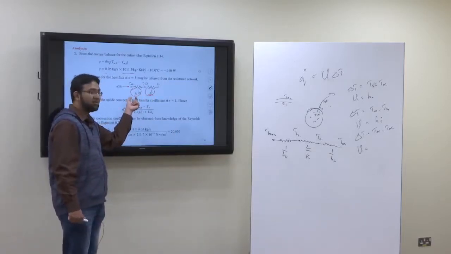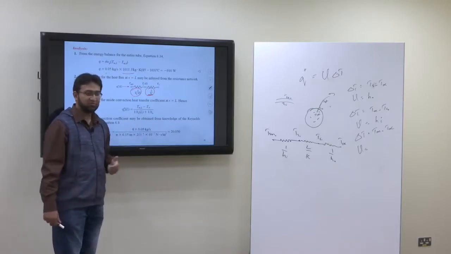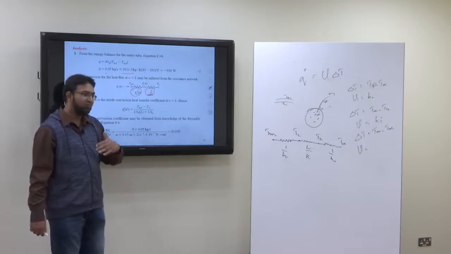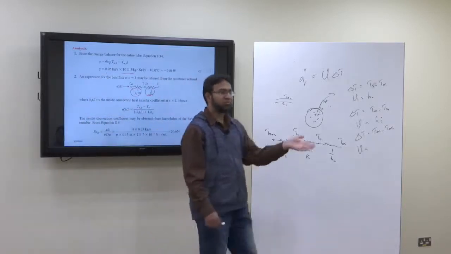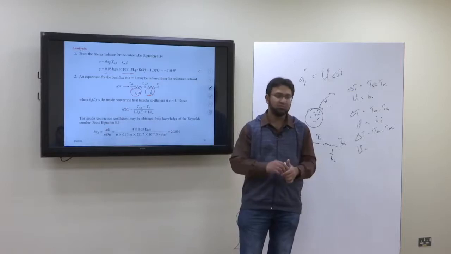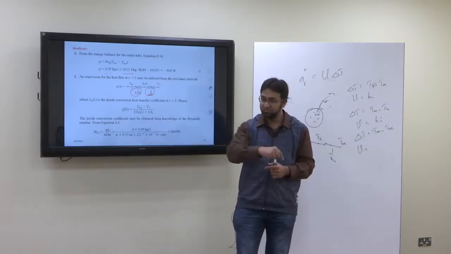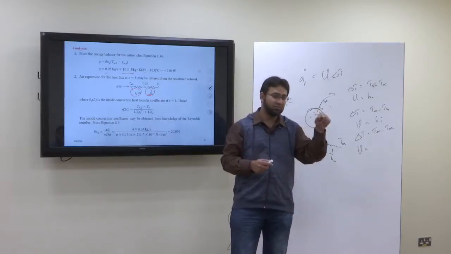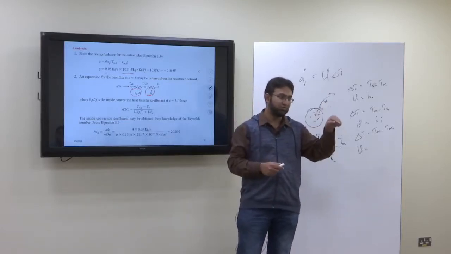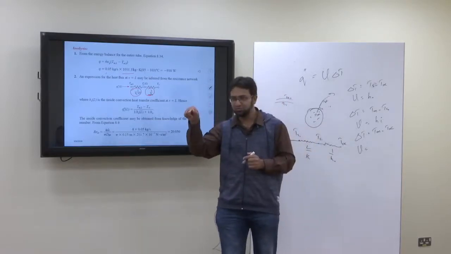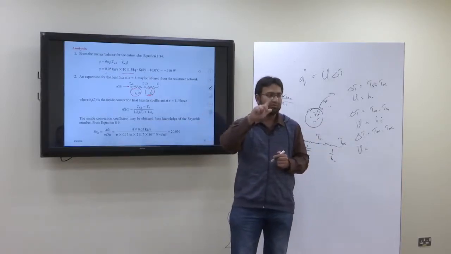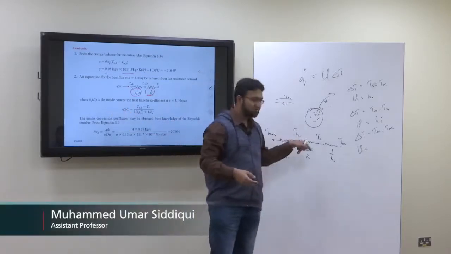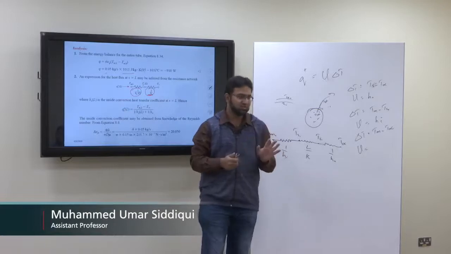But h_i is the inside convective heat transfer coefficient, and this is something you have to determine. You have to follow the same procedure. First, determine the Reynolds number. Based on the Reynolds number, decide if it is laminar or turbulent flow. Based on the Reynolds number and Prandtl number, decide which equation you have to use. Then you find the Nusselt number. Once you know the Nusselt number, you will find h. And then you substitute it. So the procedure is the same.